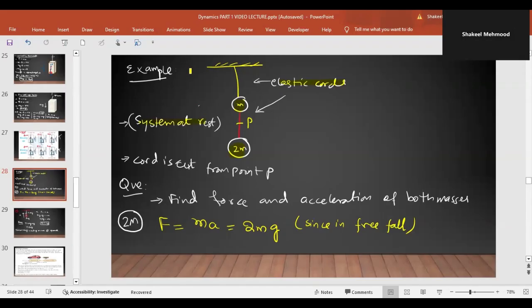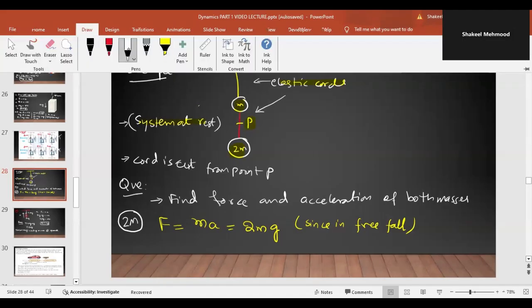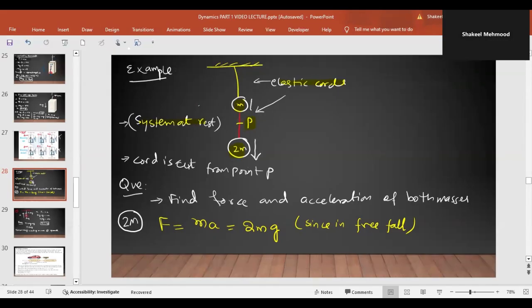And what happened is that we cut this cord at point P. We cut it down. And after cutting this cord, this 2m is going to move down and this m is going to move up, right? So the question can be that you have to find the force and acceleration of both the masses. Like what is the force acting on both the masses after you cut the cord, and what is their acceleration? Okay, so first of all, we have to look for 2m. As you have cut the cord, 2m is actually moving down freely. So it is in free fall.